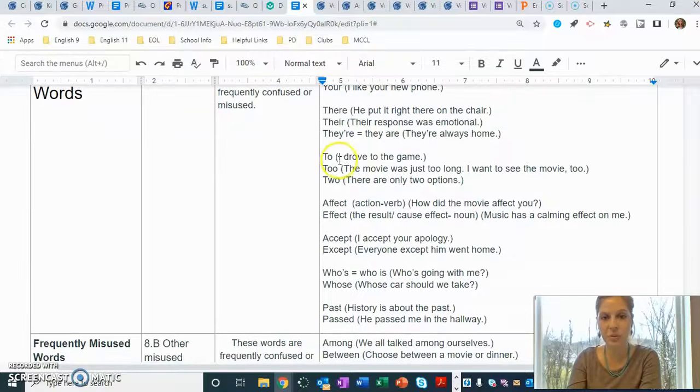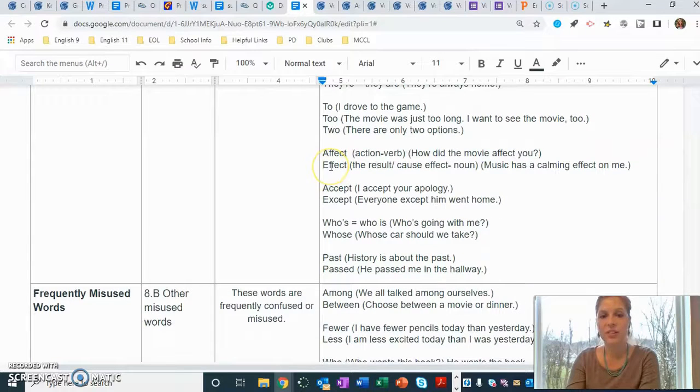Alright, to, too, and two. TO is just a place word. TOO stands for either overly or also. The movie was too long, or I want to see the movie too. And then TWO is a number.